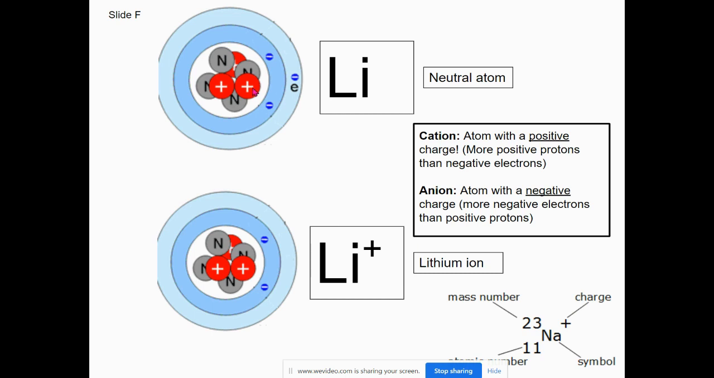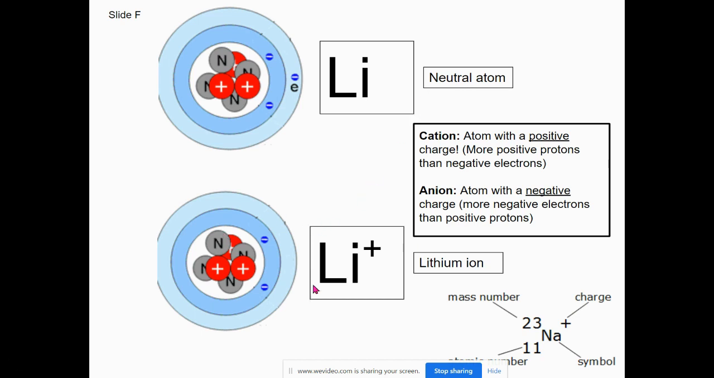So what you need to understand is the amount of protons in the nucleus and the amount of electrons determine the charge of the atom overall. Protons are positive, electrons are negative. If we have a 1-to-1 ratio, like in this atom, we have 3 protons that are positive and 3 electrons that are negative, those cancel each other out, because we have the same amount of each. So we would call that a neutral atom, and it doesn't have a charge.